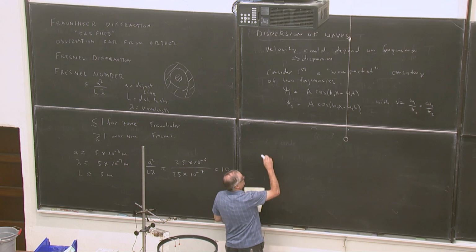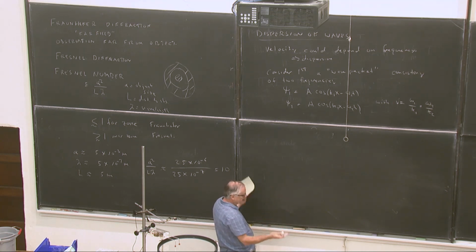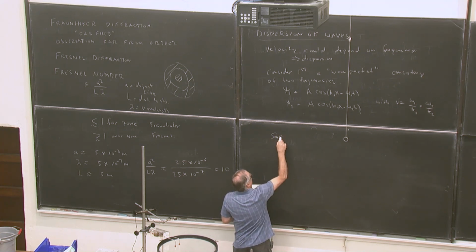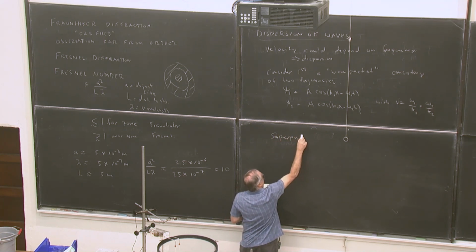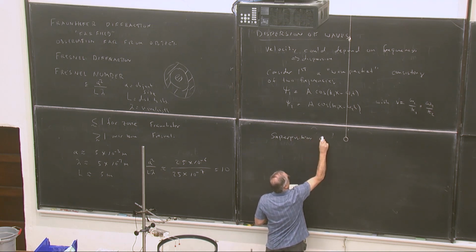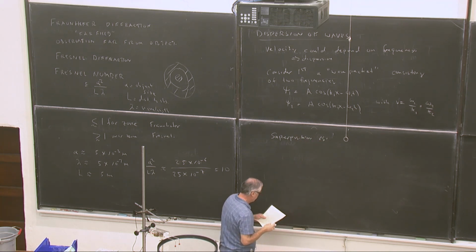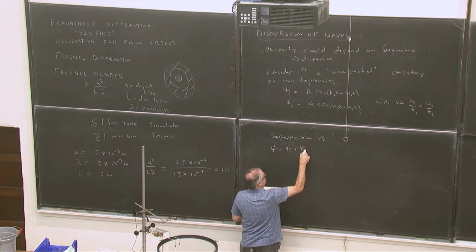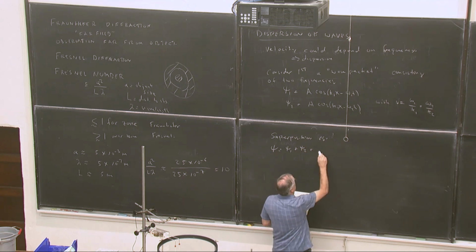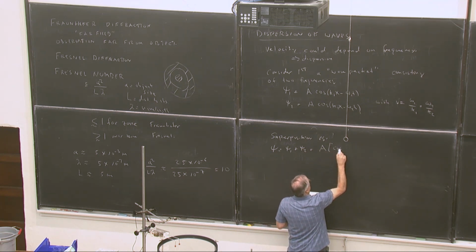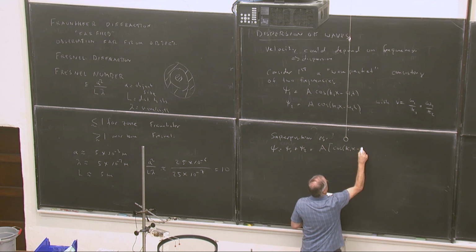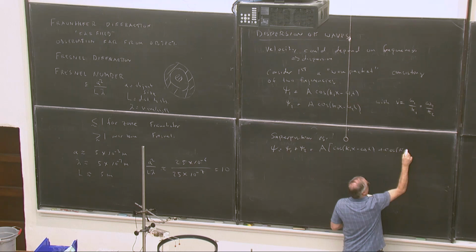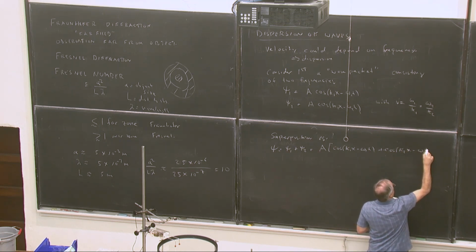So now I take the superposition. I make my wave packet by adding them together. So that's easy. Everything's linear. They just add. So I'll get an overall wave, which is the sum of these two, which is just A times cosine(k1 x minus omega 1 t) plus cosine(k2 x minus omega 2 t).